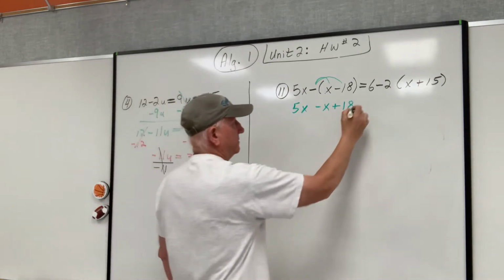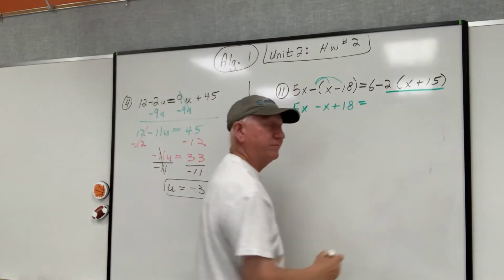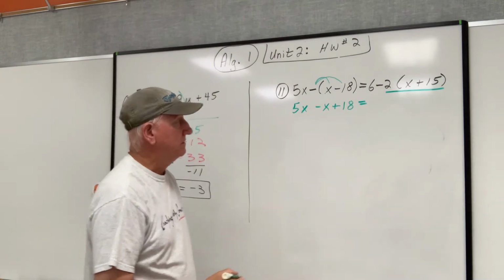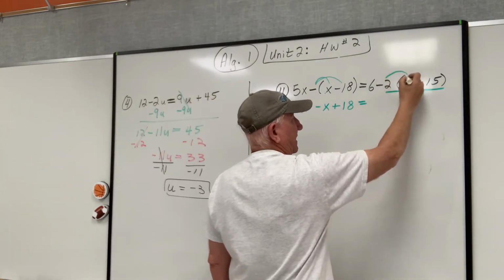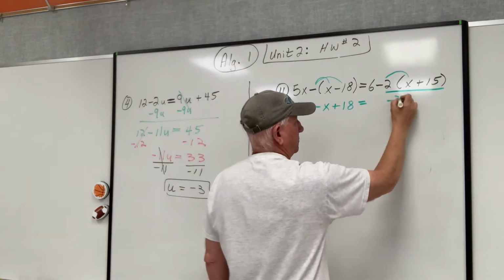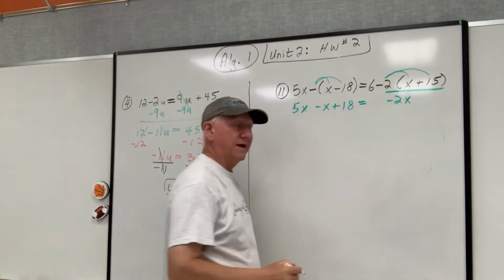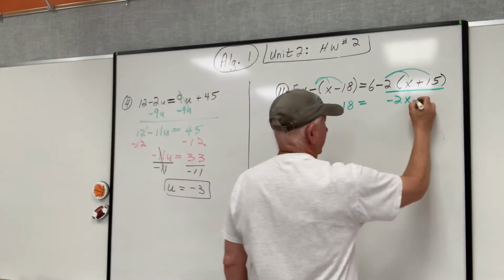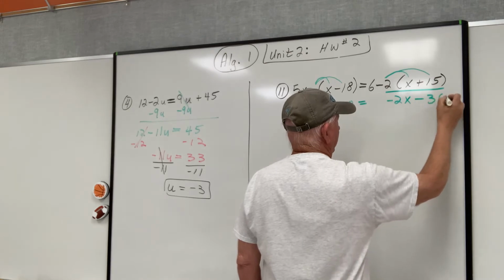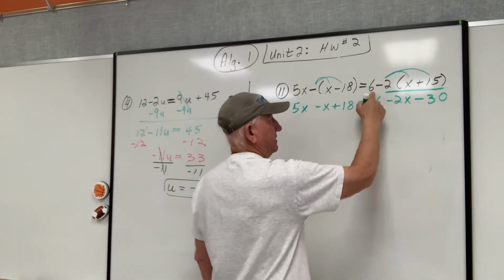And then over here, I need to do this first, the parentheses. So negative 2 times x is a negative 2x. And negative 2 times positive 15 is a negative 30. And then I'm going to bring down my 6 because I haven't done anything with that 6.